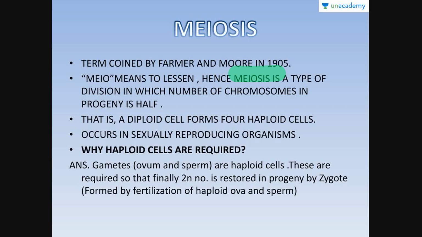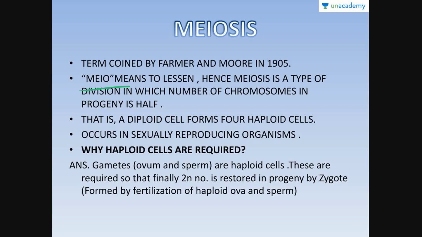Now this process of meiosis was termed by Farmer and Murray in 1905. This term can be split as meo. Meo means to lessen up. During this process, the number of chromosomes lessens or becomes half. That is why we call it meiosis. Meo means lessening up.